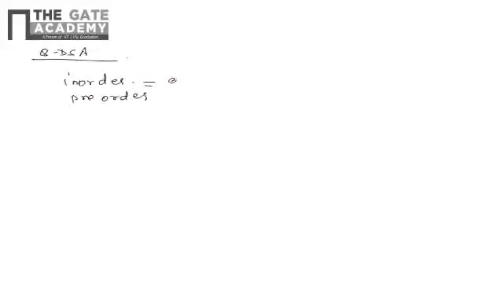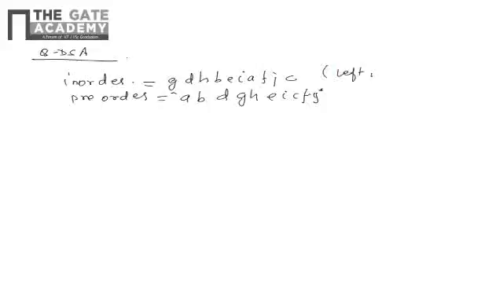See, the in-order is G D H B E I A F J C. The pre-order is A B D G H E I C F J. Okay, now it is not I, it is G. So this is the given in-order and pre-order. In-order means traversing left, root, and then right.